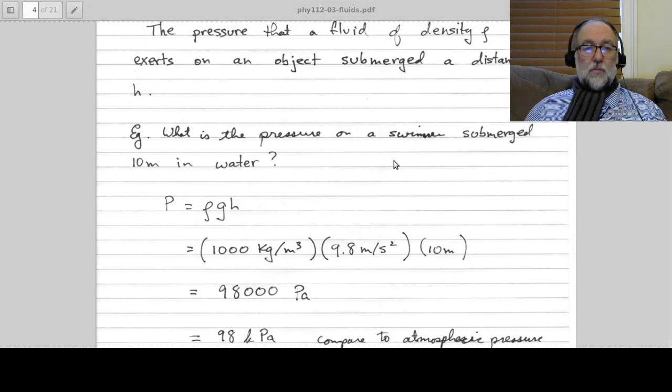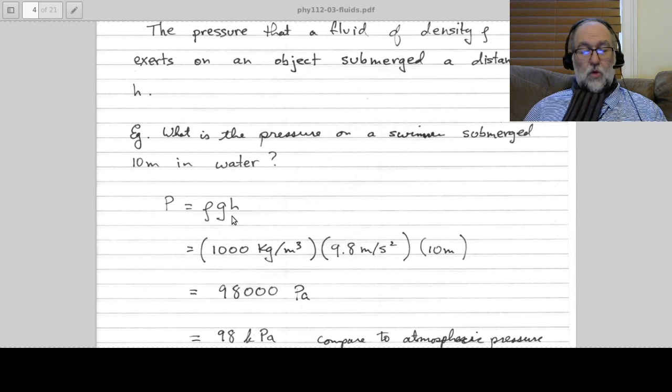All right, so what's the pressure on a swimmer submerged 10 meters in water? Okay, so a swimmer goes down 10 meters. Now, 10 meters is very deep. I doubt most of us could do it unless you're a professional swimmer. That's like 30 feet, so that's a pretty serious depth. But I picked that number on purpose. You'll see why in a minute.